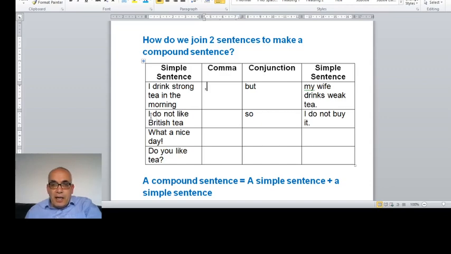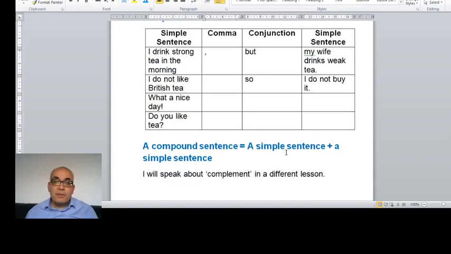Now, the next one. I don't like British tea, so I don't buy it. Again, one simple sentence, conjunction, and then another simple sentence. So I put simple sentence, conjunction, simple sentence. I join two sentences with a conjunction. And as you can see here, I don't use a comma, no comma, zero here in this box. I don't use any comma because this sentence is short. But here I use a comma because this sentence is long.